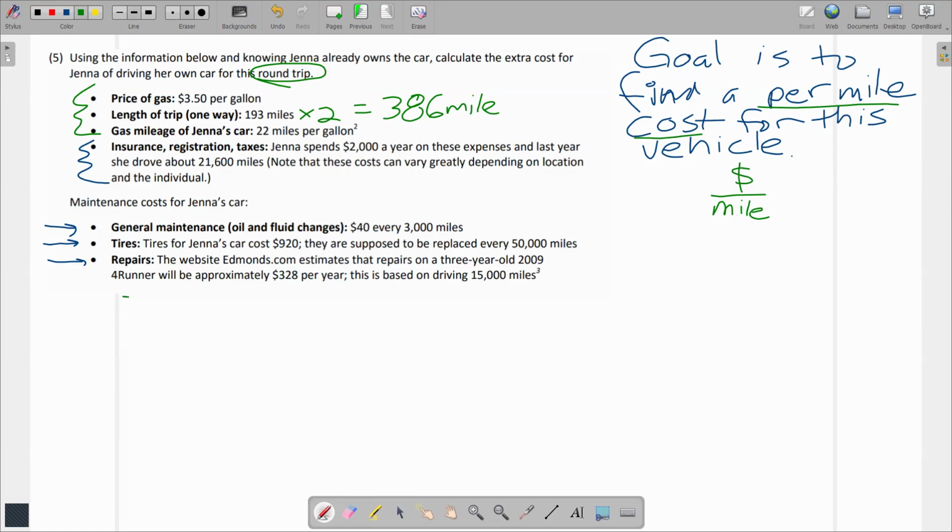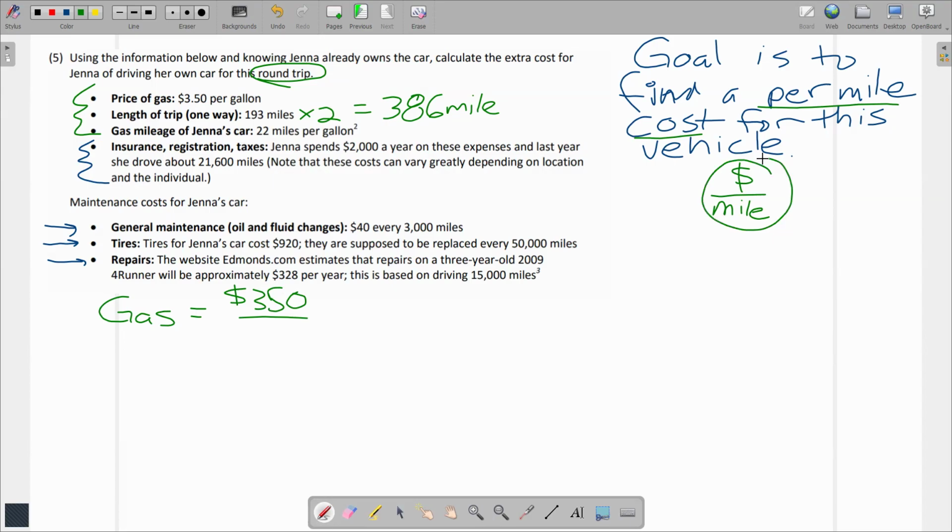So for gas, what's the dollar amount for gas? You look at the fuel, you pull up to the gas station. The gas station says how much? $3.50, right? So for gas, my numerator is $3.50. I want to know not how much per gallon, but how much per mile.